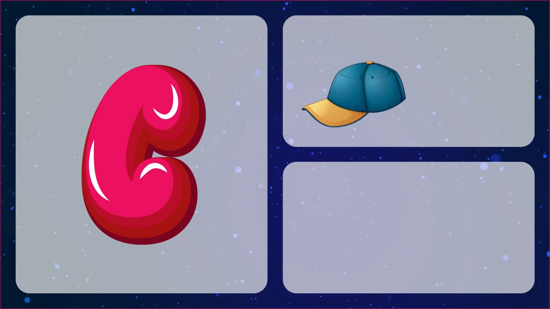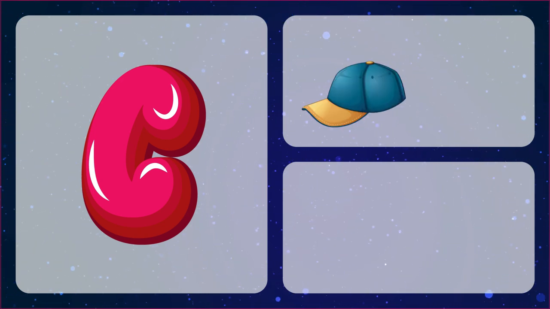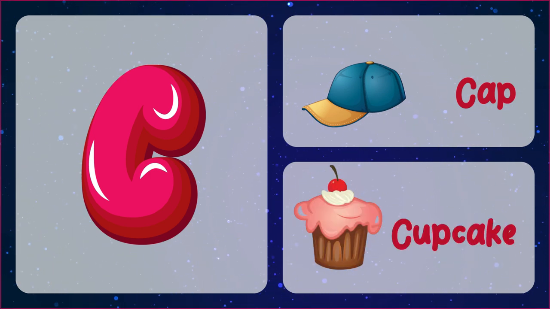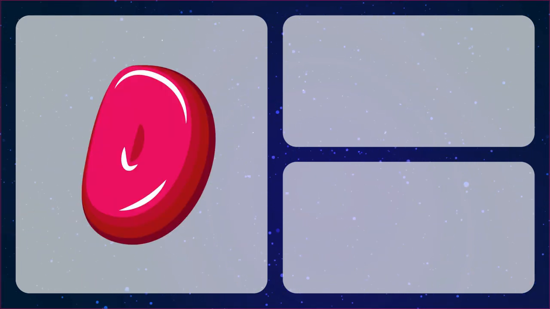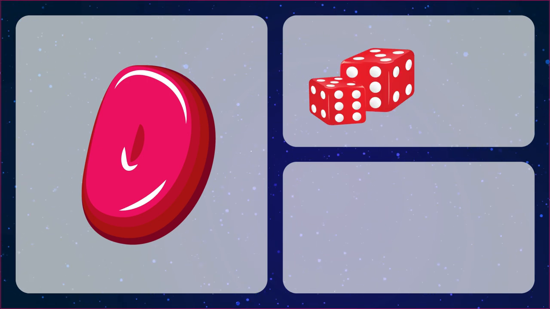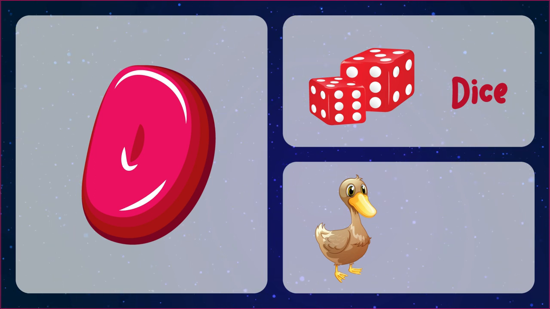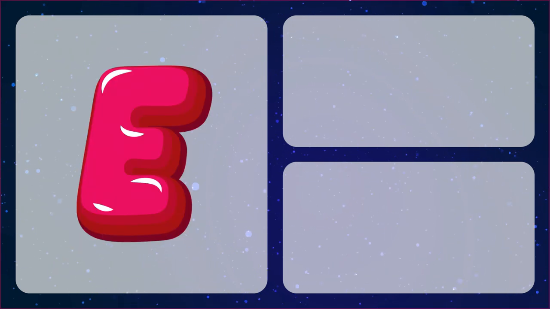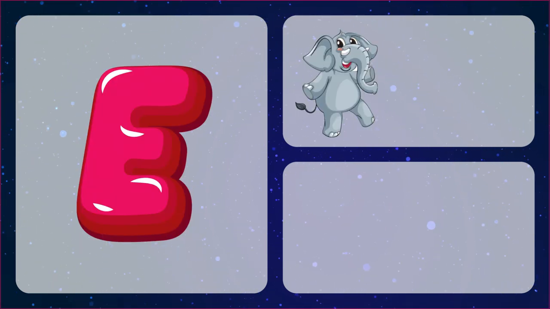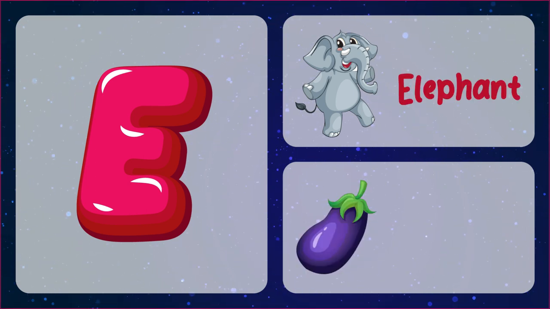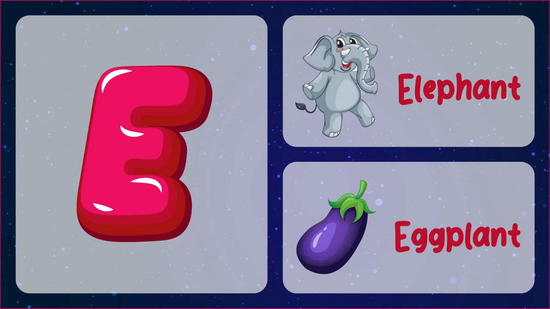C is for cap. Cupcake. D is for dice. Duck. E is for elephant. Eggplant.